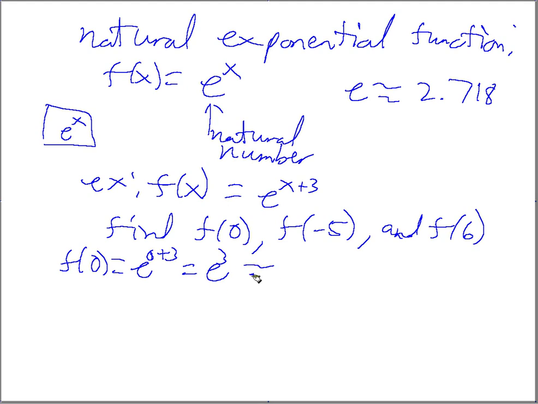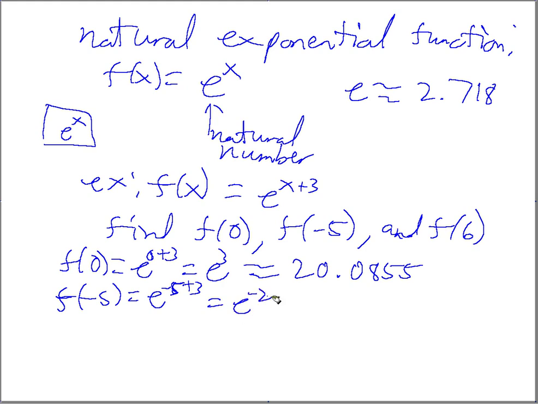So I get roughly, let's round off to 3 or 4 decimal places here. 20.0855. So I'm going out to 4 decimal places here, all right? F of, let's plug in negative 5 now. F of negative 5. This is e to the negative 5 plus 3, equal to e to the negative 2.